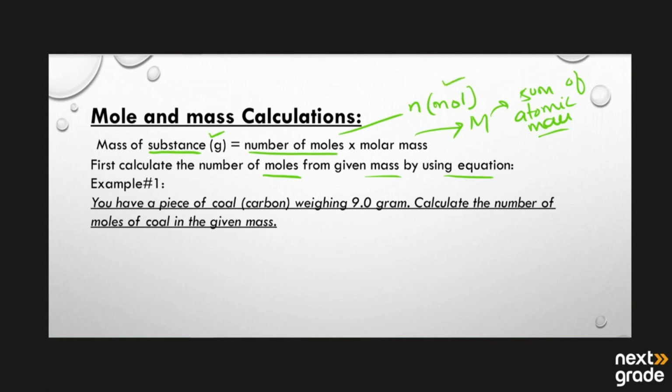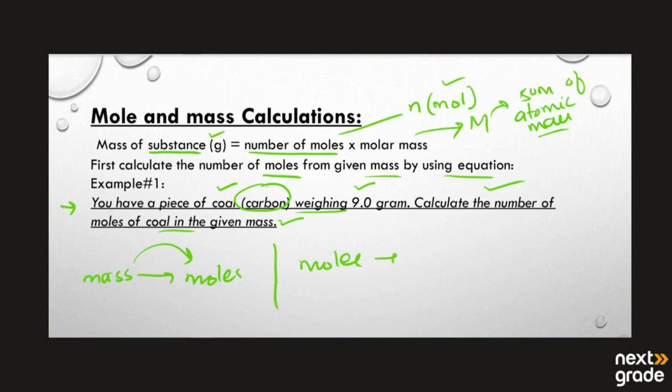How can we find moles from the given data? The first example: you have a piece of coal, meaning it is containing carbon, and its weight or mass is 9.0 gram. Now what do we have to find? We have to calculate the number of moles of coal in the given mass. We have the mass, and we have to convert mass into moles. You can also say we want to find moles from the given mass.